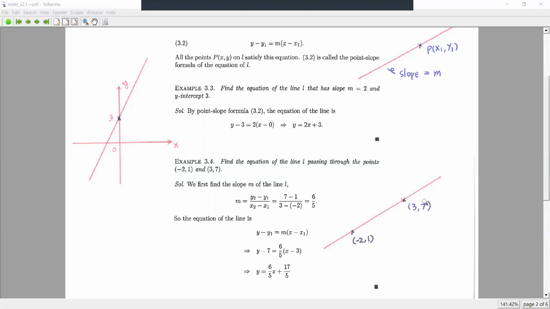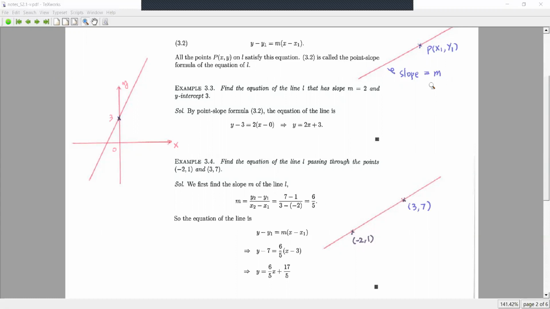Say, suppose this point is point 2. This point is point 1. Then y2 is 7. y1 is 1. x2 is 3, x1 is -2. Then we have this equation, 7 minus 1 over 3 minus -2. So the slope of this line is 6 over 5.